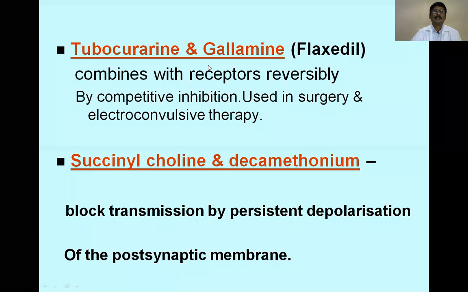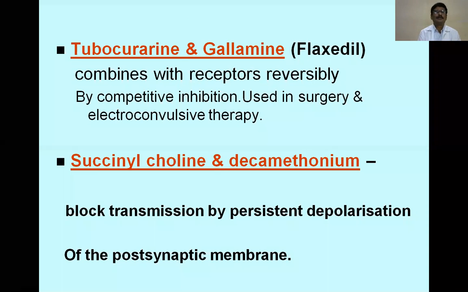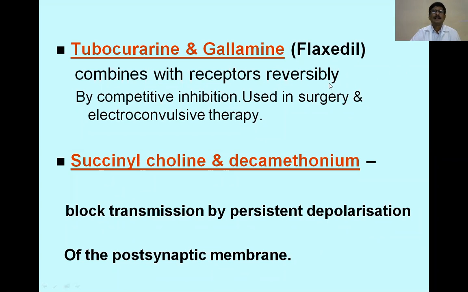Now there are certain other drugs. Even curare is a drug used as arrowhead poison by Indians for hunting; they use a plant-derived product on the arrowhead. Now we have the synthetic tubocurarine and gallamine. They combine with the receptors reversibly, because they are actually short-lived. Sometimes they inhibit by competitive inhibition and are used in surgery and electroconvulsive therapy.